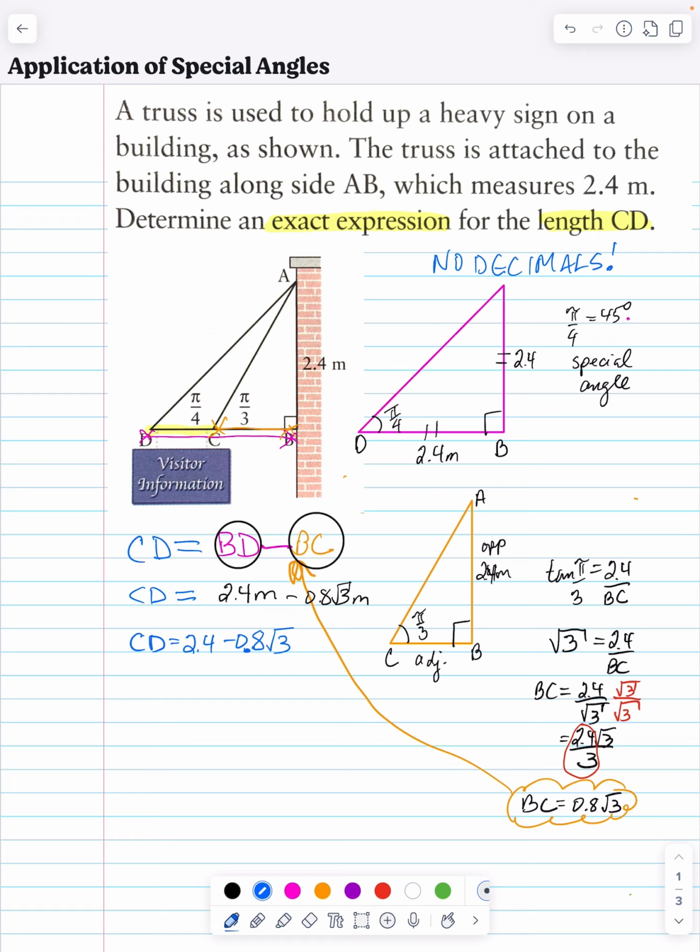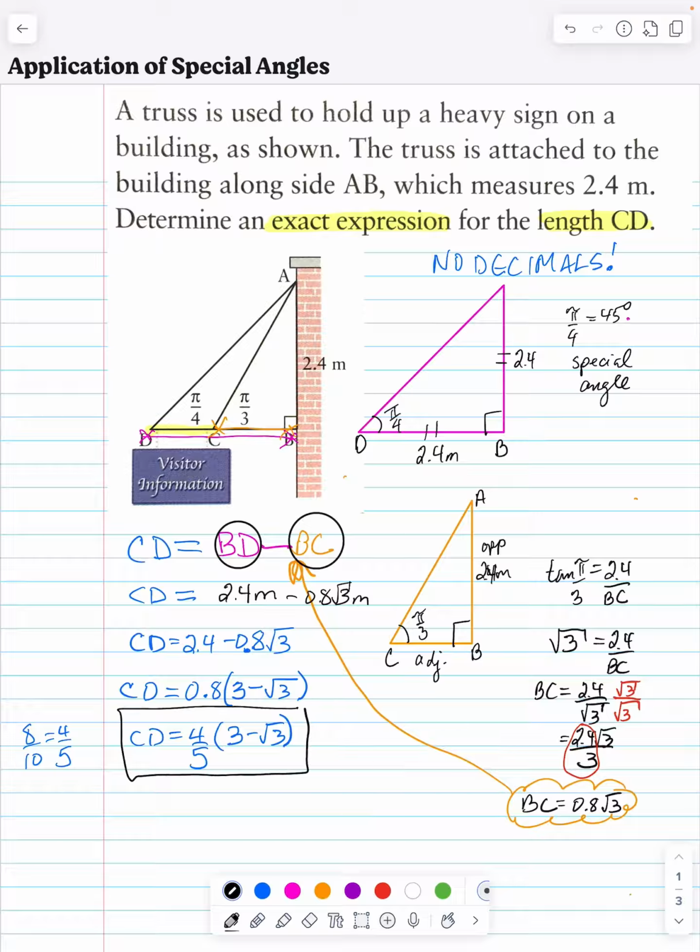You cannot subtract 2.4 and 0.8 because one is irrational and the other is rational. I can factor out 0.8 and I'm left with 3 minus root 3. And I can convert 0.8 to 8/10, but reducing that to lowest terms gives me 4/5. So 4/5 times 3 minus root 3, and that is our final answer. We are finished this question. That's it, the exact value.